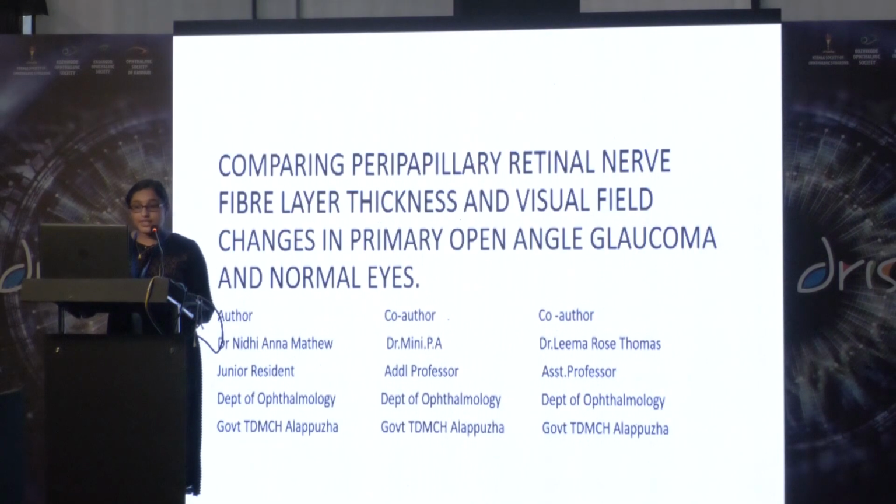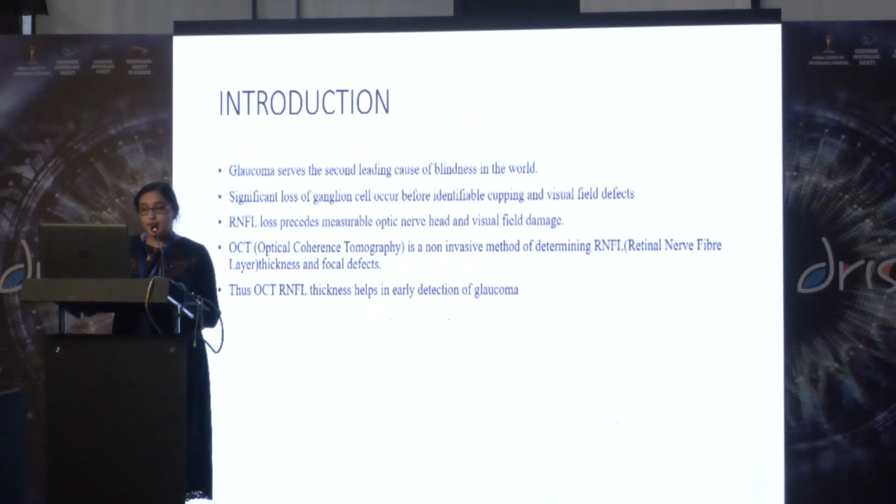Good afternoon. Title of my paper: Comparing Peripapillary Retinal Nerve Fiber Layer Thickness and Visual Field Changes in Primary Open-Angle Glaucoma and Normal Eyes. Glaucoma is the second leading cause of blindness in the world. Significant loss of ganglion cells occurs before identifiable cupping and visual field defects. RNFL loss precedes measurable optic nerve head and visual field damage. OCT is a non-invasive method of determining RNFL thickness and focal defects. Thus, OCT RNFL thickness helps in early detection of glaucoma.